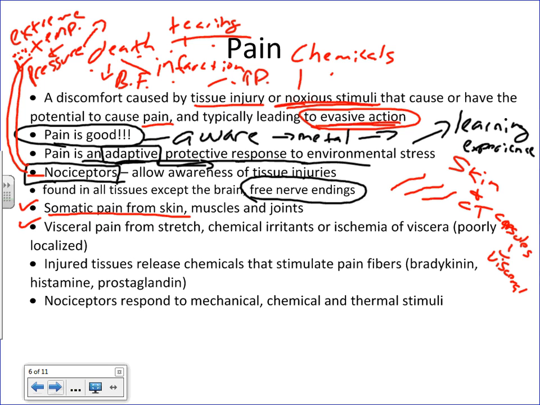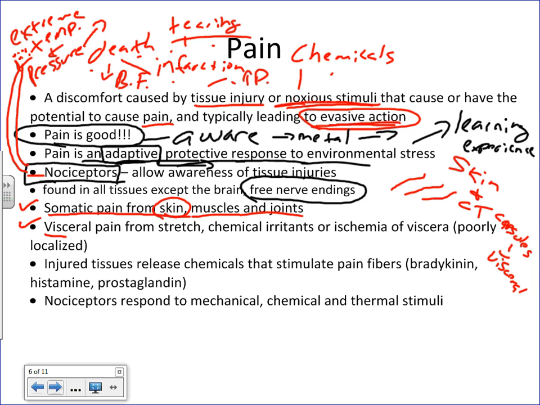Somatic pain is more what you think about, like touching a red-hot object, from the skin, or stretching it, or putting too much pressure on a joint, where you may stretch or tear a muscle or put excessive strain on a joint. I remember when I tore my ACL for the first of two times, I'll never forget how much that hurt. For some people, they don't even feel it; I did, and it hurt really bad. So that was an example of somatic pain.